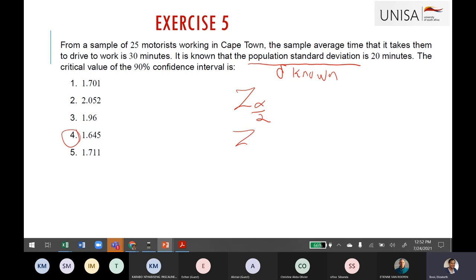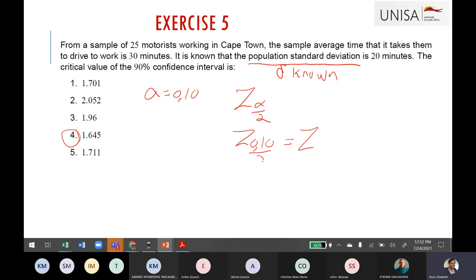Because this will be your Z of 0, your alpha here will be 0.10, and if we divide alpha by 2, we get 0.05, and the critical value will be 1.645.